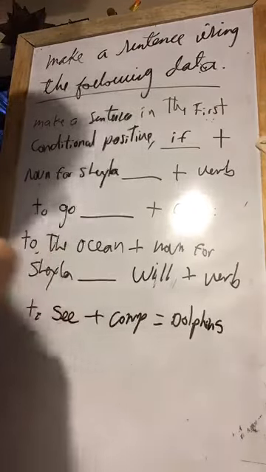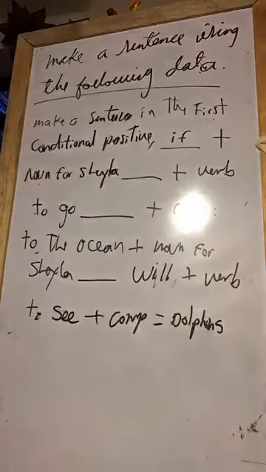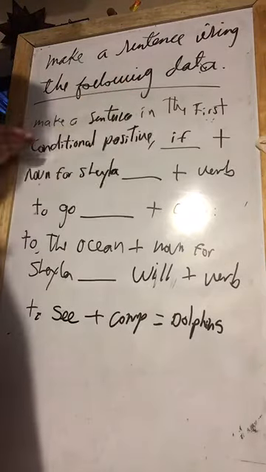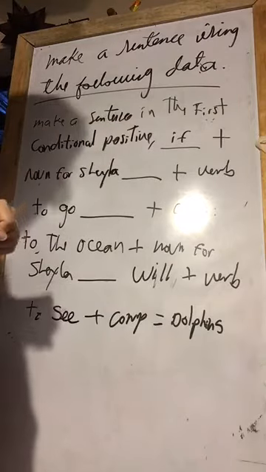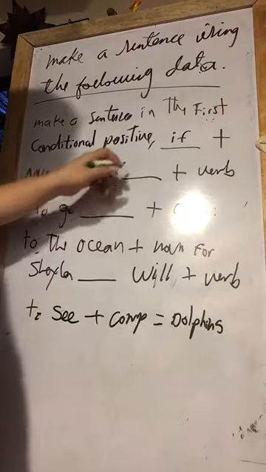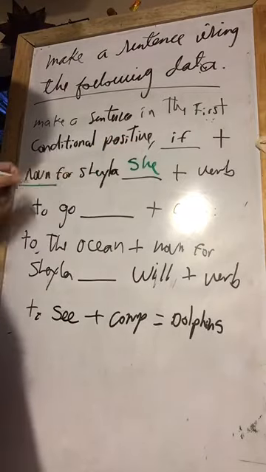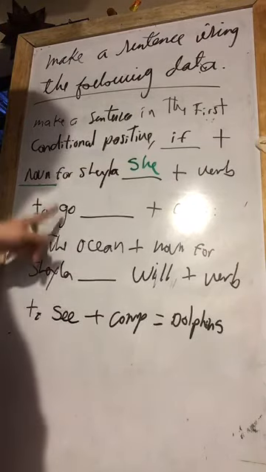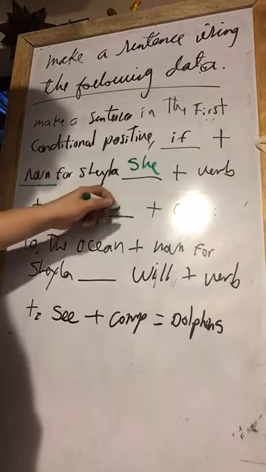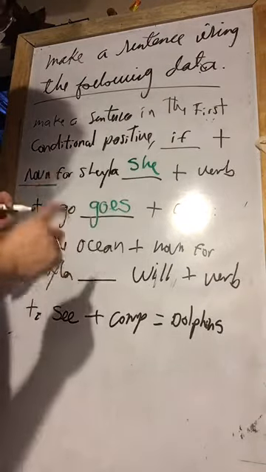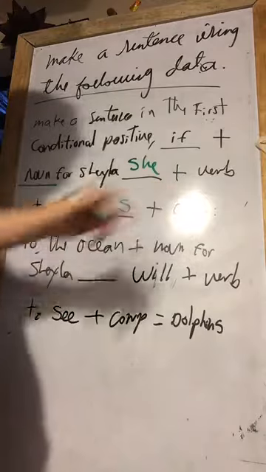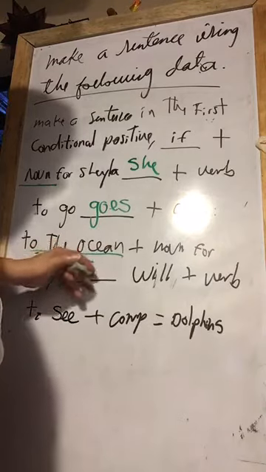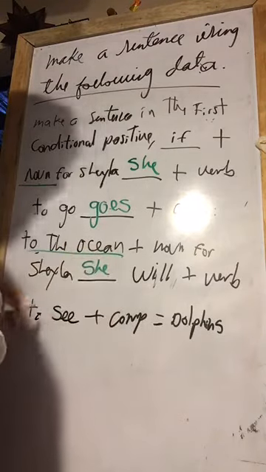Okay, so you have to fill these lines of information in order to make your sentence. Make a sentence in the first conditional positive, starting with "if" plus a noun for Shayla, "she", because I asked you for a noun, plus the verb "to go". As much as we are saying "she", we are adding -es to the verb because in the third person we have to add -es if we are using present tense, plus the complement "the ocean", plus the noun for Shayla, "she will", verb "to see".